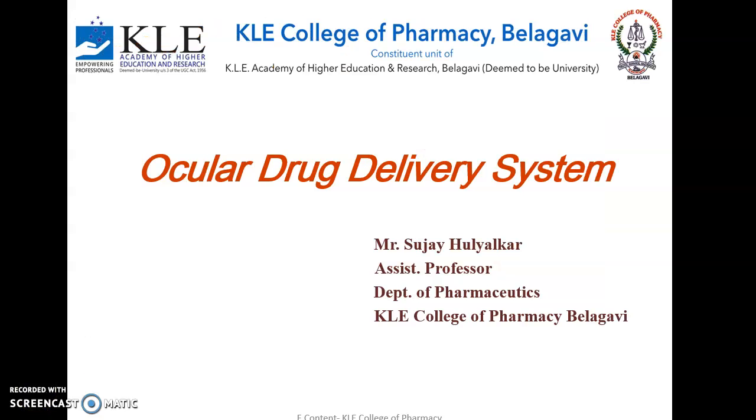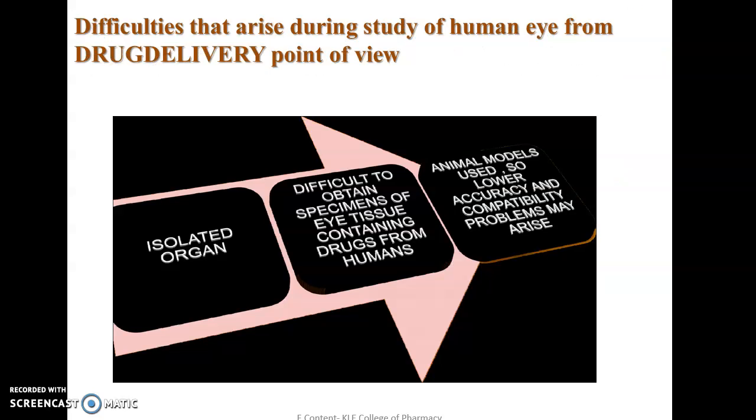Coming to the next slide: what are the different difficulties that arise during the study of the eye from a drug delivery point of view? First, the difficulty of the human eye while delivering the drug is that it is an isolated organ. The main difficulty is the isolation of the organ, and next, it is difficult to obtain specimens of eye tissue and containing drugs from the human.